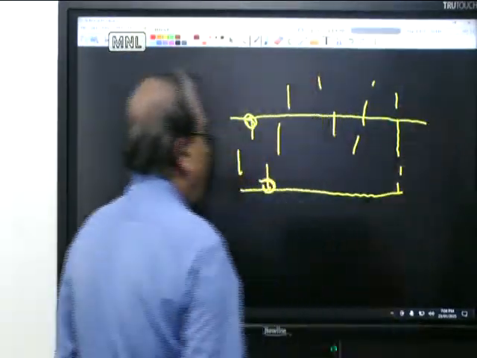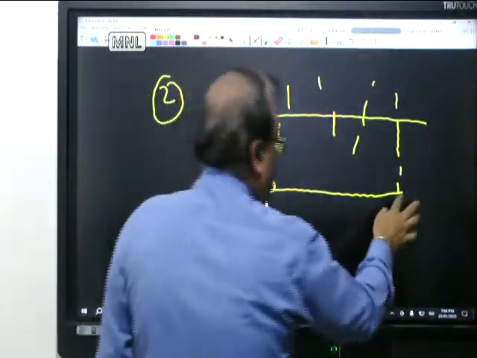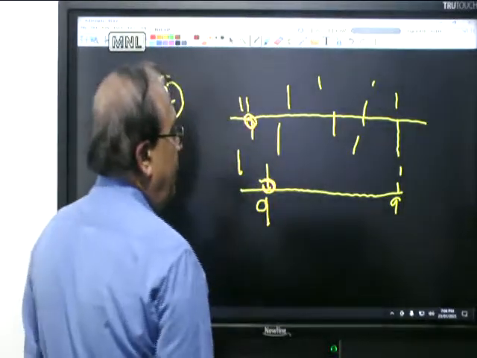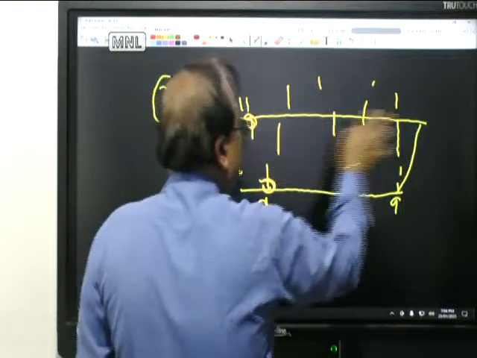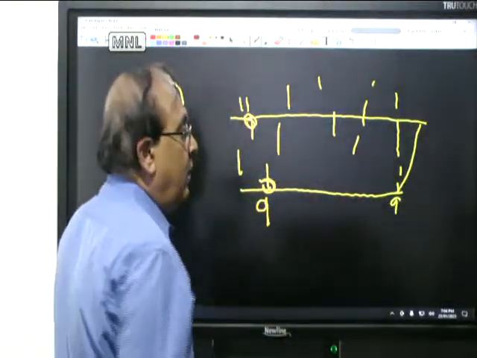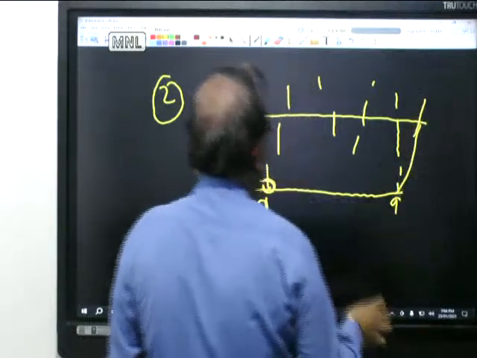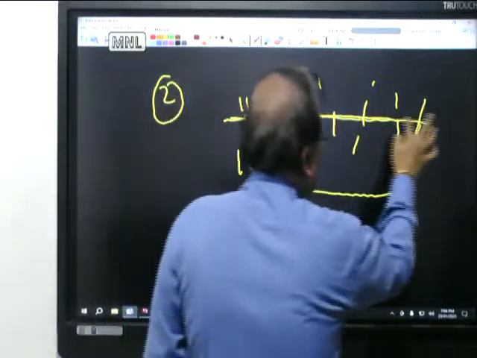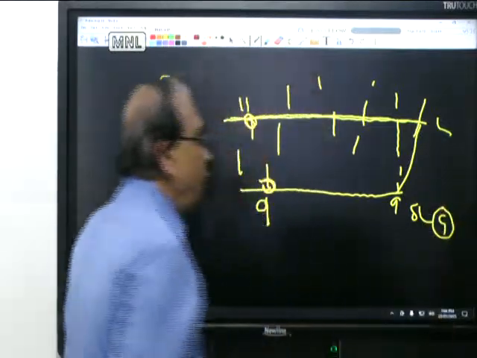Suppose this is 11 and this is 9, and the market is also close to 9. If it again goes to 11, it becomes like a rectangle. If it again goes to 11 and then starts breaking above this 11, then in that case you can go long with a stop loss at 9. So this is another pattern.